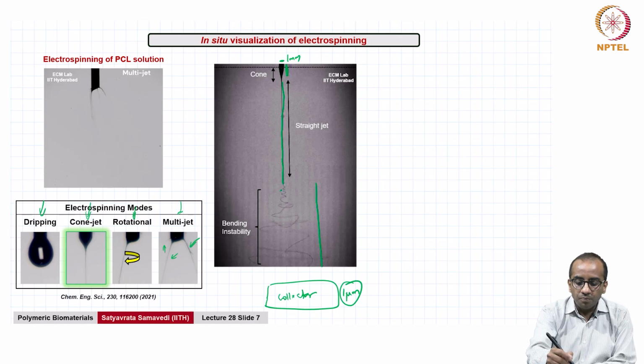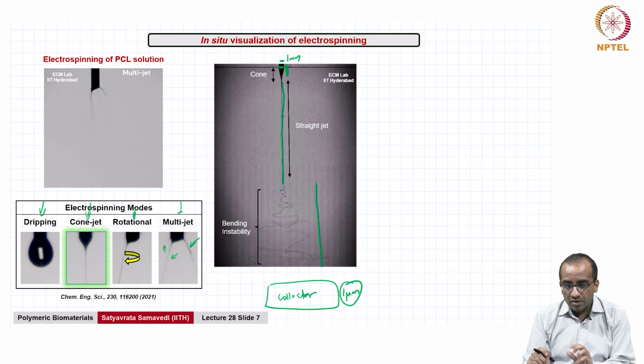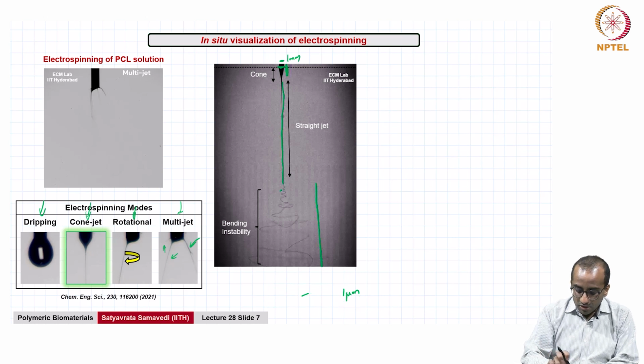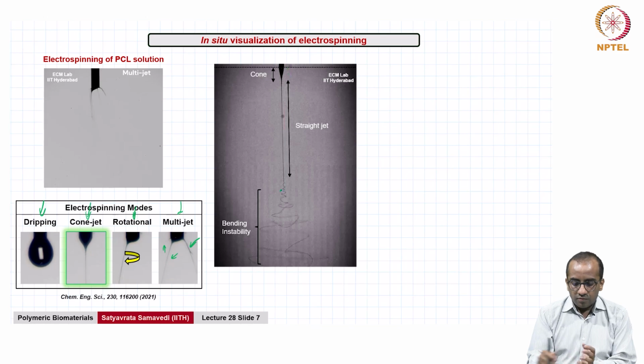So you're going from the width of the cone, roughly about 1 mm, to about 1 micron fibers on the collector, or even less. So you're looking at orders of magnitude reduction in diameter of the jet and the fiber. So this is a very important thing to keep in mind. Now, from these kinds of imaging experiments, one can get very interesting insights into jet thinning mechanisms and the cone shapes that are involved in electrospinning.